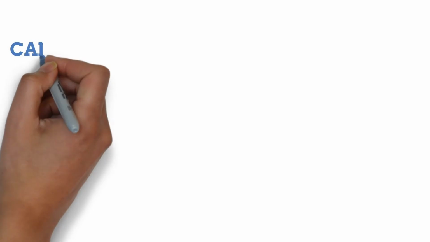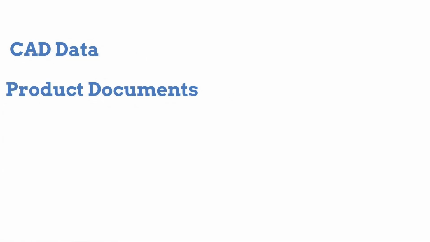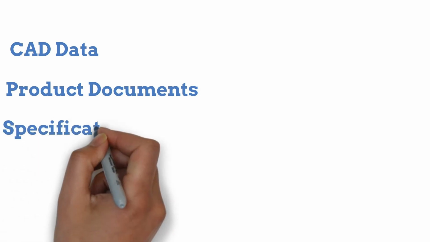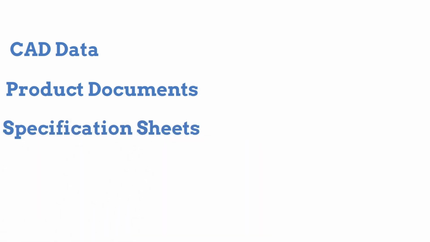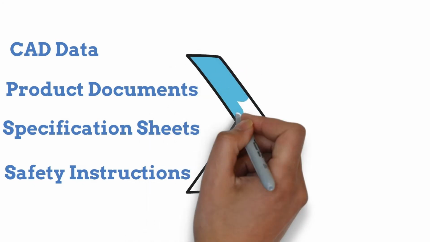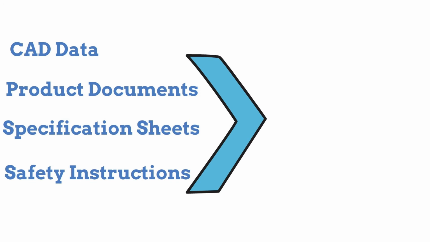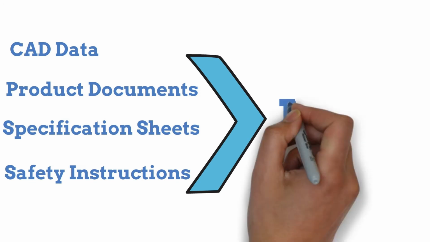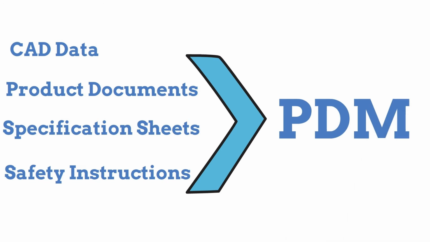During this phase, enormous product data gets generated, such as CAD data, product documents, specification sheets, safety instructions, etc. Storing this data with a proper tool is the key. The tool should be able to configure the product data and make the data available whenever it's needed. The system which holds this information is called Product Data Management System. We'll discuss this in the later part of the series.